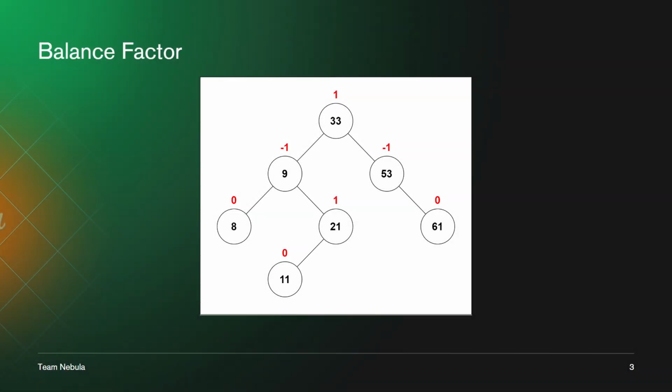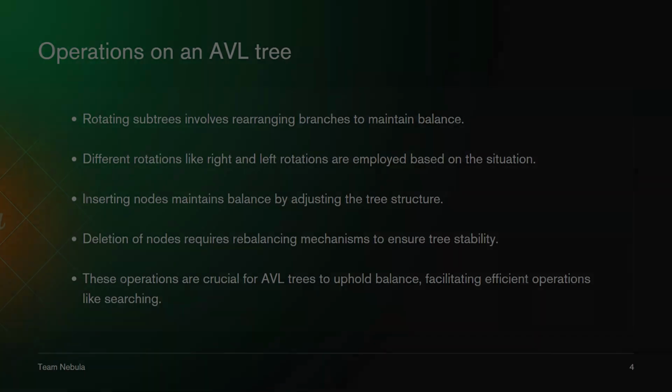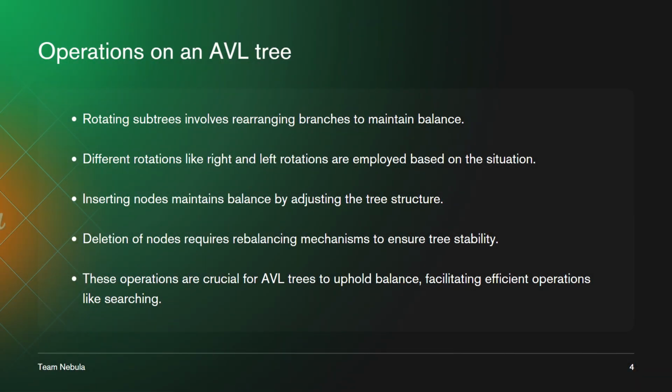To help you visualize, let's take a look at an example of a balanced AVL tree. This tree is a great example of how the balance factor keeps things in check. Alright, let's delve into some of the operations we can perform on an AVL tree. These operations are what keep the tree balanced and working smoothly.